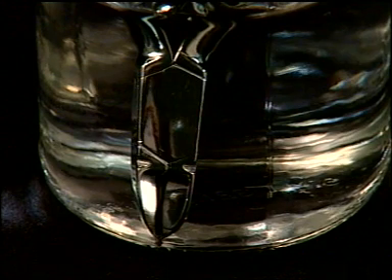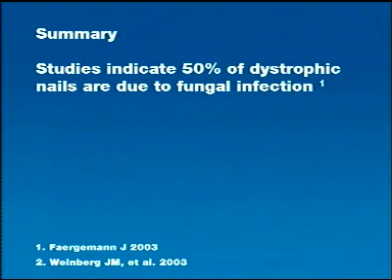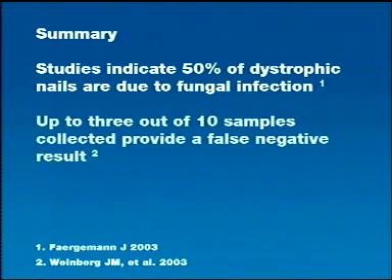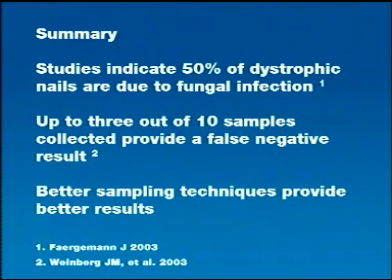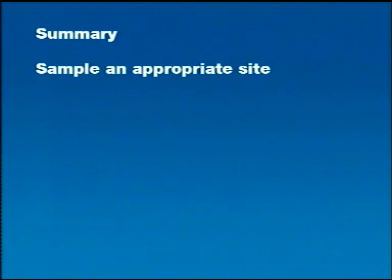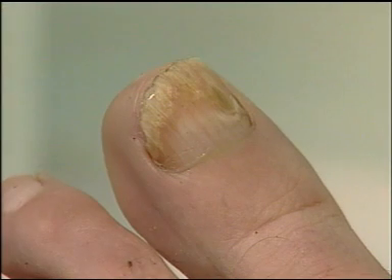In summary, what are the key things to remember from this resource? Studies indicate that approximately 50% of dystrophic nails are due to fungal infection, and up to 3 out of 10 samples collected provide a false negative result. Better sampling techniques provide better results. When taking a sample, make sure samples are taken from a suitable site. The line formed by the advancing infection between dystrophic and healthy nail is the site of active fungal development.